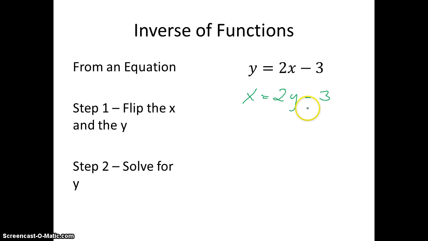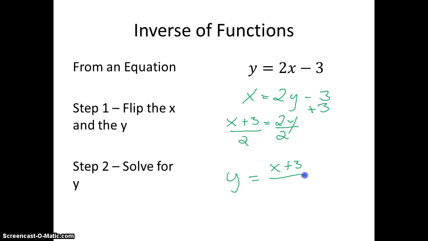So it's going to be kind of the opposite of everything that we should get, right? So plus 3, I have x plus 3 equals 2y. And then I divide everything by 2. So I get y equals x plus 3 all divided by 2. Alright, so let's test this out mathematically.